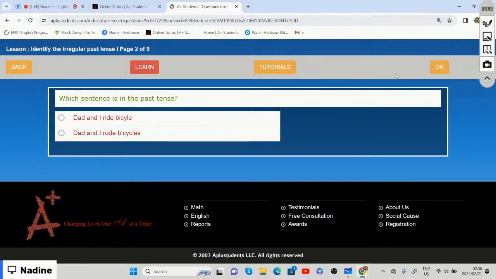We need to say which sentence is in the past tense. Option one, Dad and I ride bicycles. Or option two, Dad and I rode bicycles. Is it ride or is it rode? Option one or option two? Ride or rode?